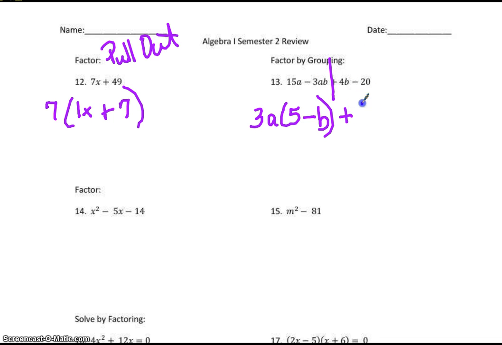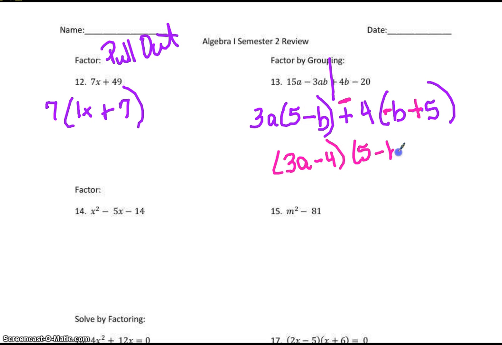Plus, looking at the last two, they both divide by 4. 4 divided by 4 is 1, so that's a b. And then minus 20 divided by 4 is 5. Notice that we have 5 minus b and we have b minus 5. They're complete opposites. To fix this, you start in the middle and you change every sign. So this is now a minus, this is a negative, and this is a plus. So 3a minus 4, you took what was on the outside, put it together. That's one part. And then 5 minus b.